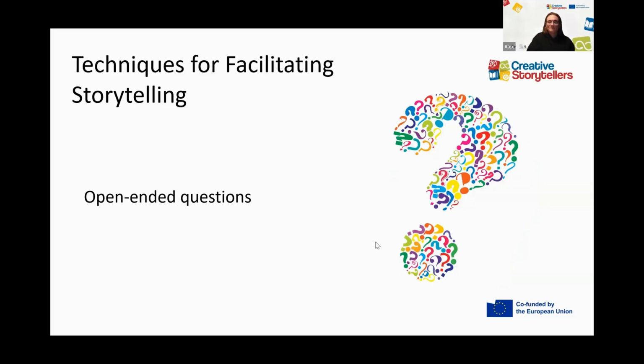Next up, we have techniques for facilitating storytelling. So we want to improve storytelling or make children tell stories. And there are certain ways that teachers can improve that. So, for example, we are talking about open-ended questions. I will give you an example right here. It could be, for example, what do you think happens next in the story? If you give them a question that ends with a yes or no answer, then the story will end very quickly.